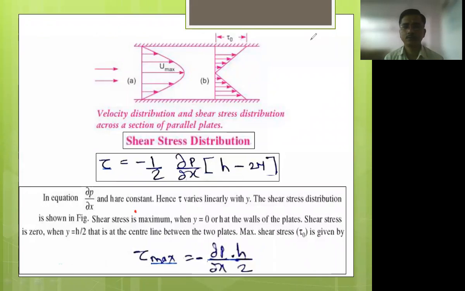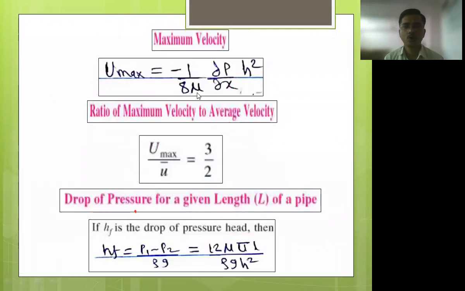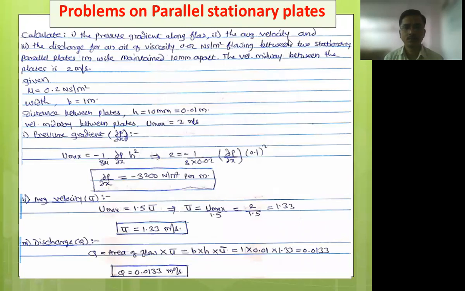So here we will use this formula because U max is given, midway velocity is given, viscosity is given, and the distance between the two parallel plates is given. So putting these values, we can find out the value of del P upon del X. Use this formula and find out del P upon del X. See here, viscosity is 0.02 Newton second per meter square. Please make a correction here, in the given data it is 0.02.